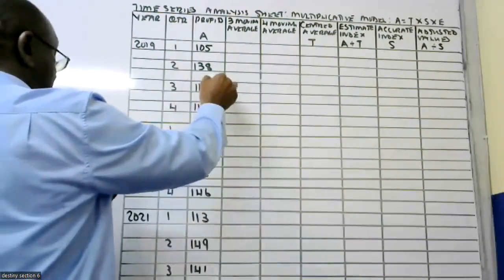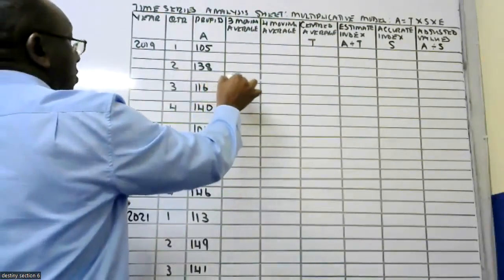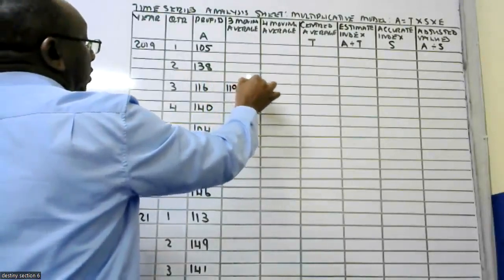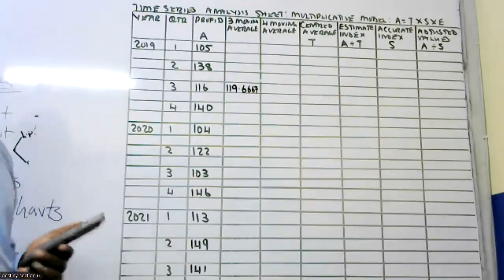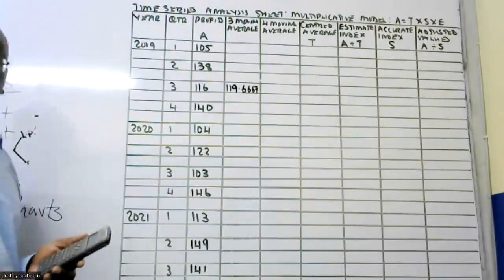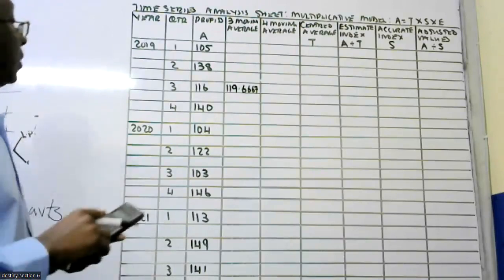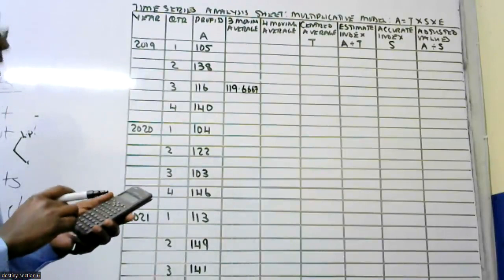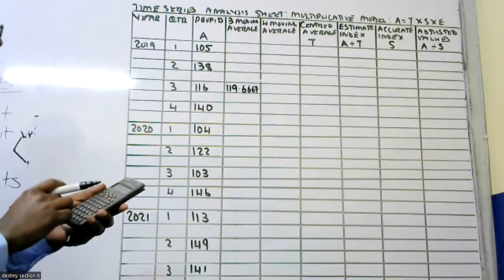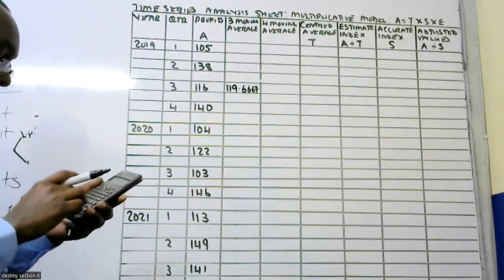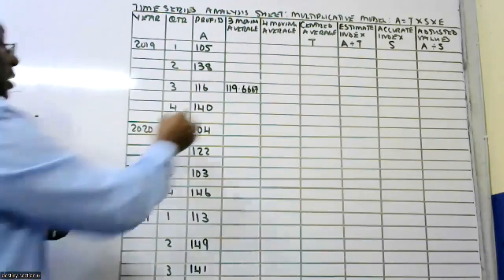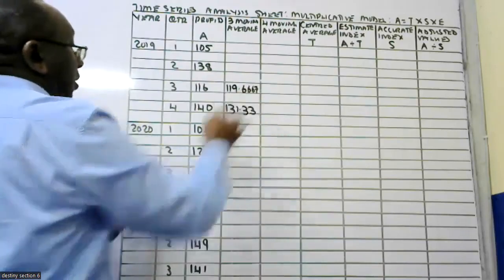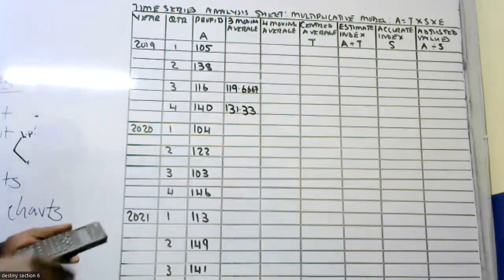So unaiweka hapa 119.6667. You can use 4 decimals if you have space, but if you don't have space, you can also use fewer. Then you drop 105. Say 138 plus 116 plus 140. You divide by 3 is 131.3. We just use 2 decimals. My space is not big enough.